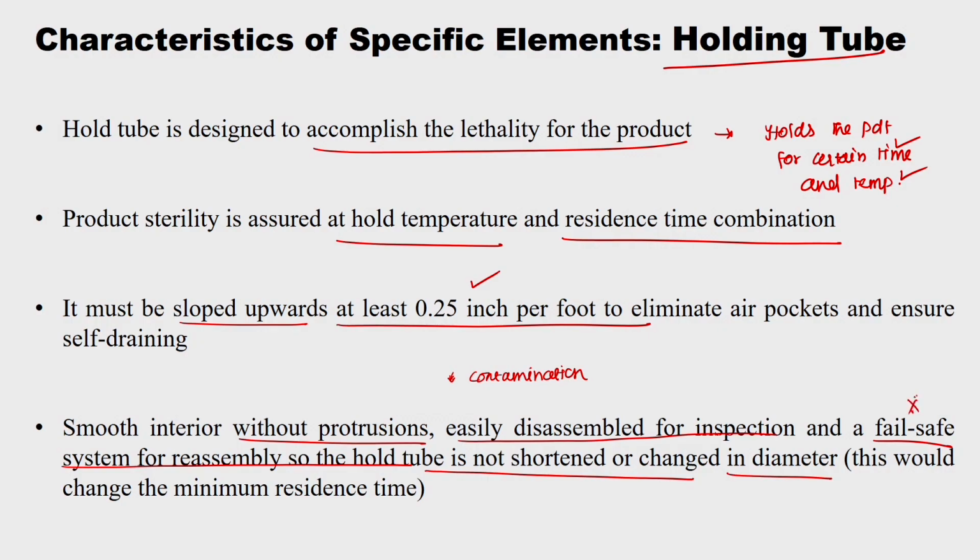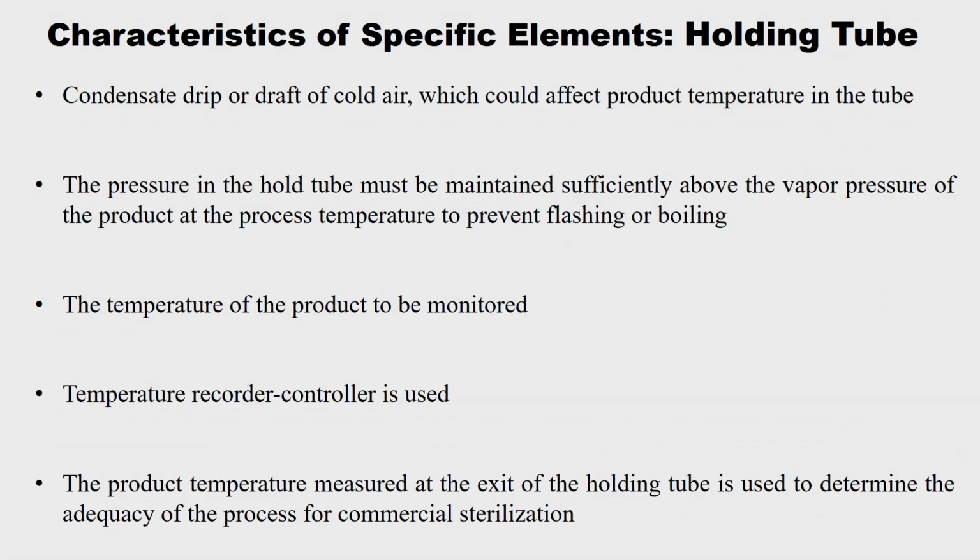That kind of mechanism should be there in the holding tube, because this would change the minimum residence time. If the length is changed, then there may be a problem in the residence time. Residence time is nothing but how much time the particle spends inside the tube. So, that is the minimum residence time. Any shortening of length in the holding tube will reduce the minimum residence time, and then you won't get the product sterility correctly. Also, there should not be any condensate drip or draft of cold air in the tube, which could affect the product temperature.